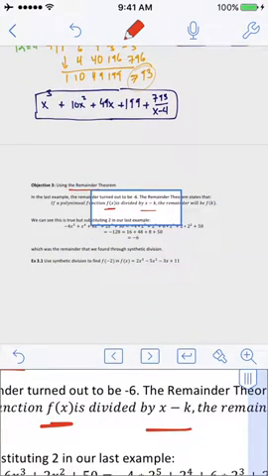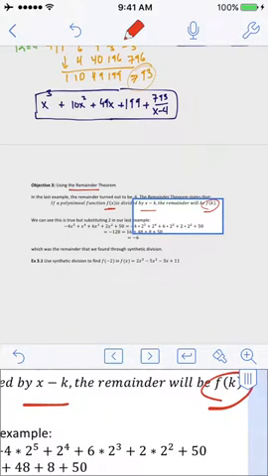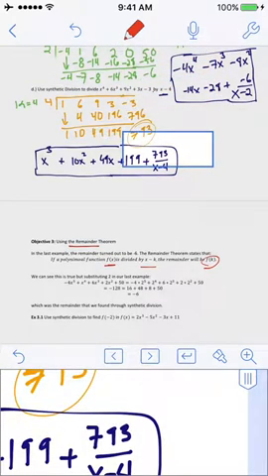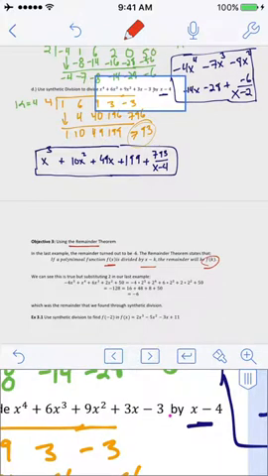Then when you divide that out and you get a remainder, that remainder will be the same thing as if you had plugged in k. So that's the idea here. In other words, in our problem here, 793 would have been the same answer as if we had plugged in k equal to 4.